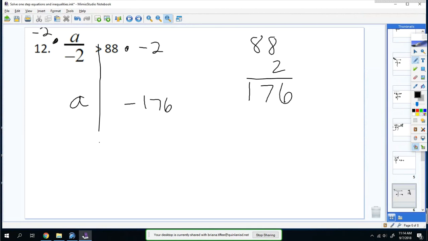And then this is where the only thing different between the equation and inequality comes in: when you multiply or divide the left and the right side by a negative. You see how I multiplied this side by a negative and this side by a negative? The inequality sign will flip. So as it was originally a greater than sign, now it's going to be a less than sign. So A is less than negative 176. The biggest thing to remember is that when you multiply or divide both sides by a negative, the inequality sign in the middle will flip.